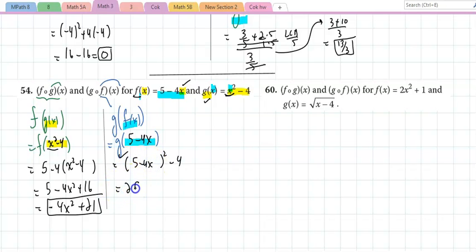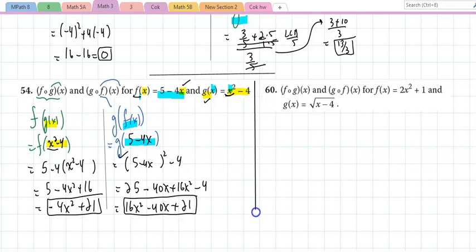If you FOIL, minus 2ab plus b squared minus 4. That would be 16x squared minus 40x plus 21. And as you see, f composite g of x is not g composite f of x. Not necessarily. They could be totally different.